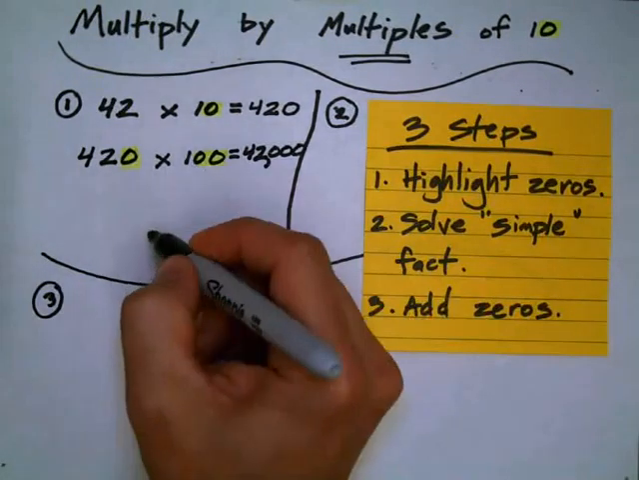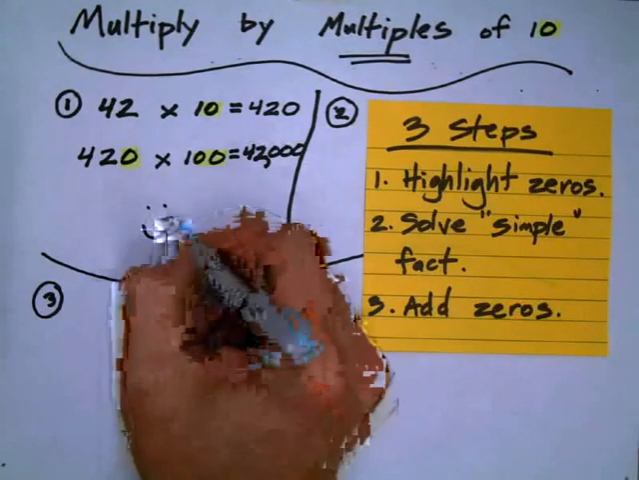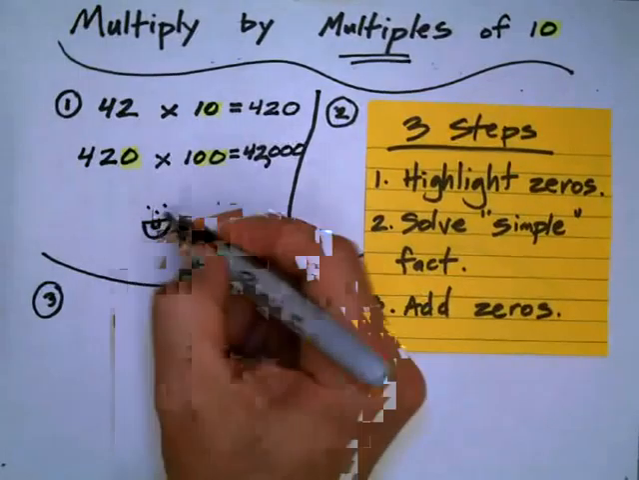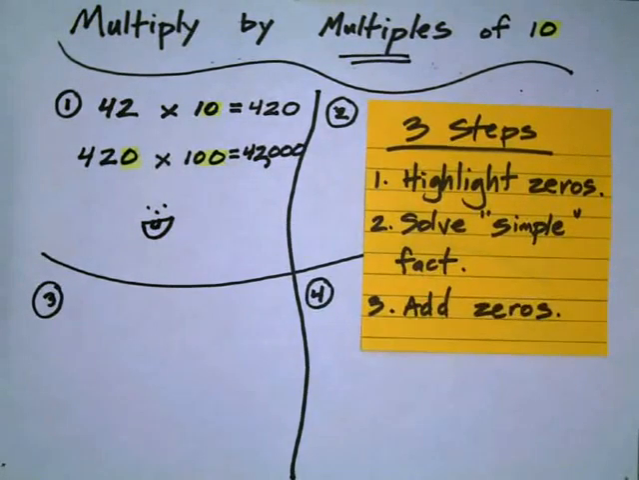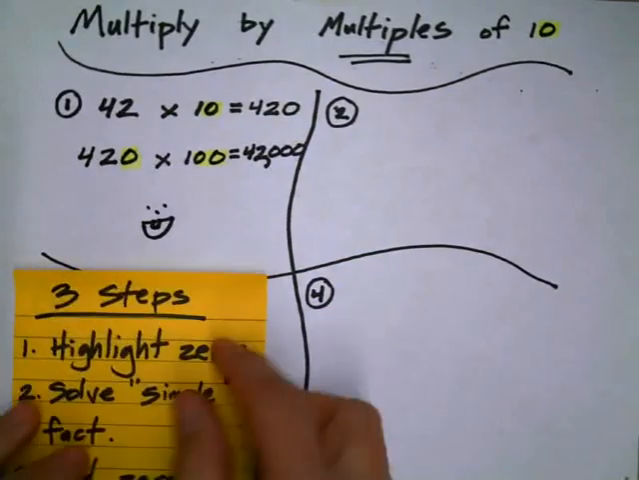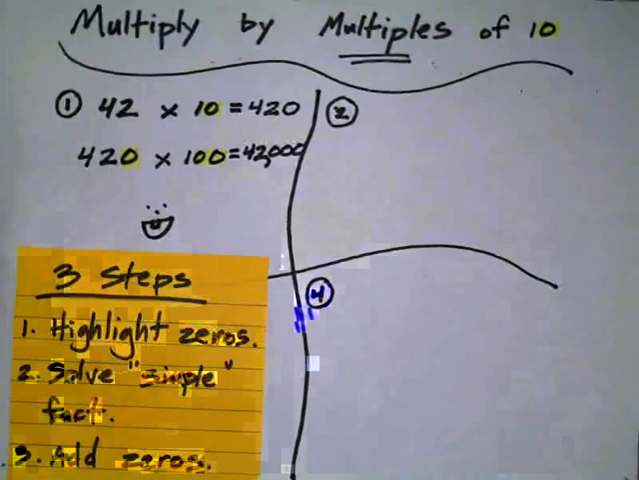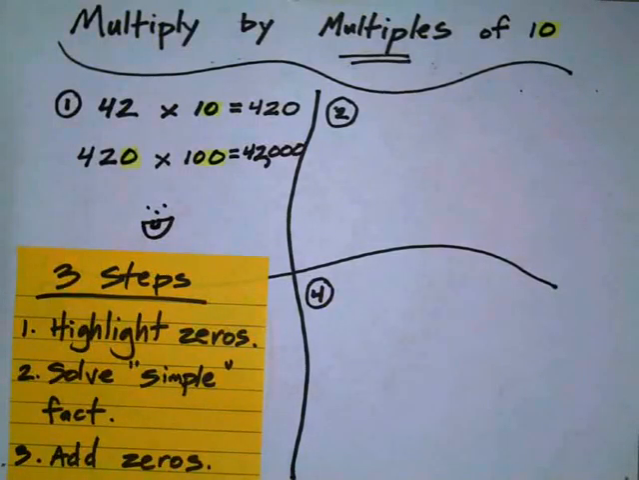In class we give ourselves drawings for how well we've done. Let's give ourselves a bucktooth smile. Let's move on to problem 2. I'm going to move our tips down here to help us. Problem 2, let's try another example.